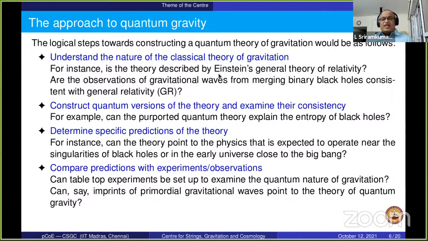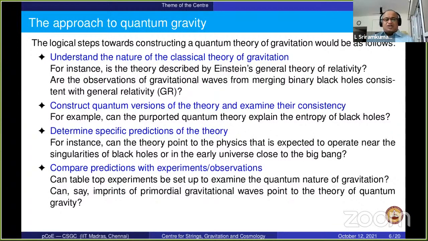I already mentioned that we have a theory proposed by Einstein, which is called general relativity. As we speak, people are trying to understand whether general relativity is consistent with the various observations, something I will elaborate on a bit later. Over the last few years, we have been able to detect gravitational waves from merging binaries of black holes. These are where gravity is the strongest and general relativity is expected to play a crucial role. Various tests are ongoing to examine whether the classical theory of gravitation is indeed described by general relativity, and to the extent we have observed, it seems consistent with various observations.